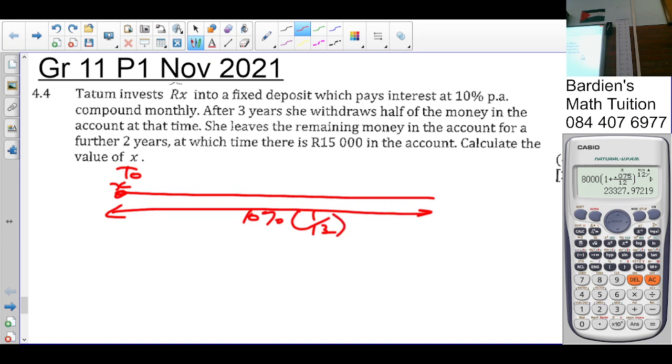After 3 years, she withdraws half of the money. So T3, half of what money? After 3 years, she withdraws half of the money in the account at the time. So she withdraws, that is minus half of whatever A is at that point. You understand? Okay?